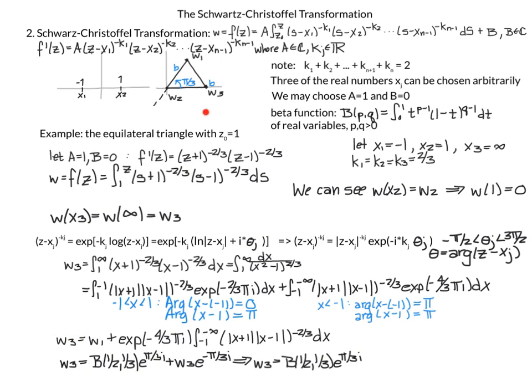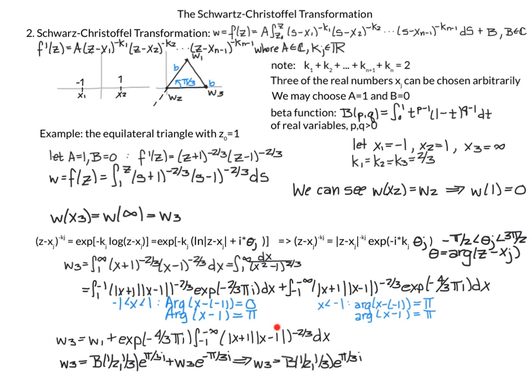As I mentioned, the length of W3 is b, and the length between W1 and W2 is b, so we wanted to relate W3 to W1. It turns out this expression here is exactly what we have for W1, and you can go back and look at it if you'd like. This is W1 here, and then we have this remainder. We pull out our constant, exp of minus 4/3 pi i, and then we have the integral from -1 to negative infinity of x plus 1, x minus 1, all to the minus 2/3 dx.